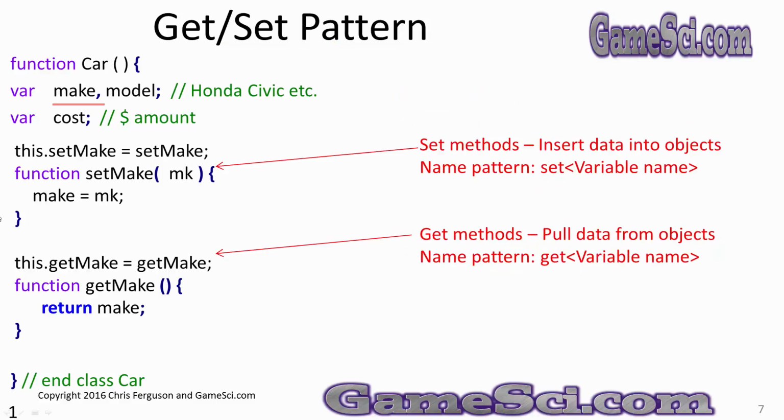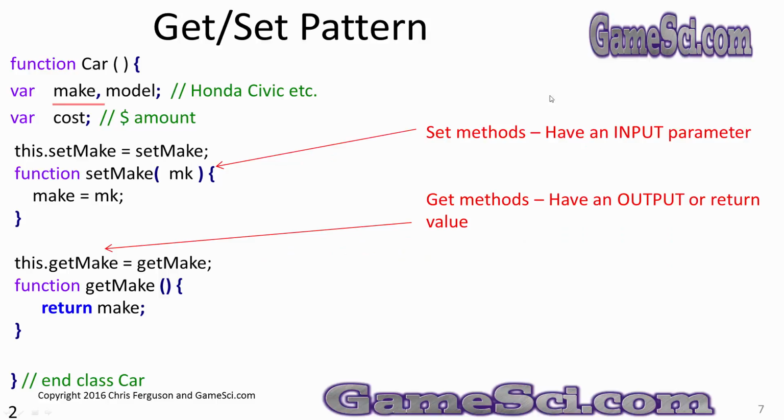Set methods. We want a set and a get method for the make variable. Every variable should have a set and get method. Set methods insert data into objects. They also have a name pattern. It's the word set followed by the variable name with an uppercase first letter. So if the variable's make, we'll call the set method setMake with a big M. If the variable is make, we'll call the getter method getMake with a big M in make. It's just so we can spot the method and tell where it comes from.